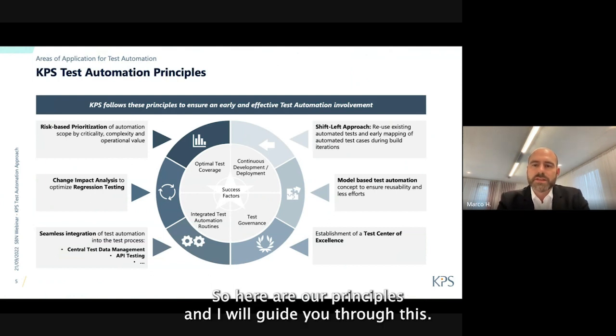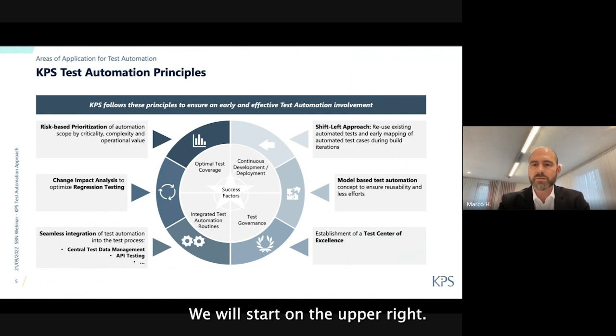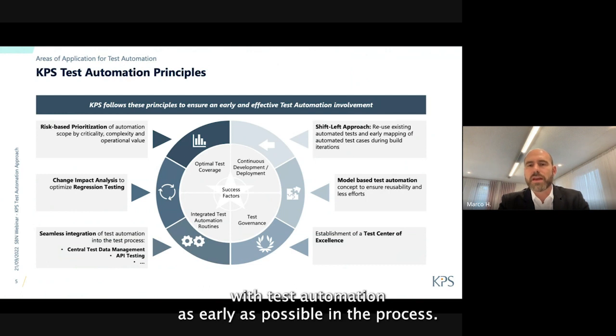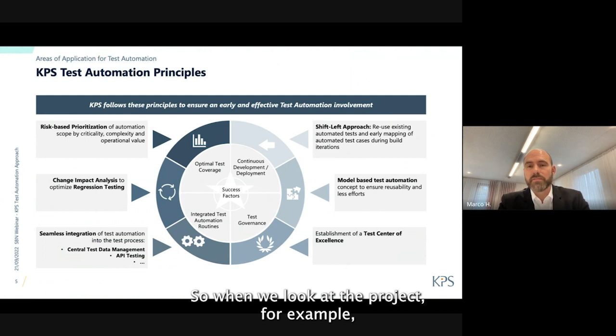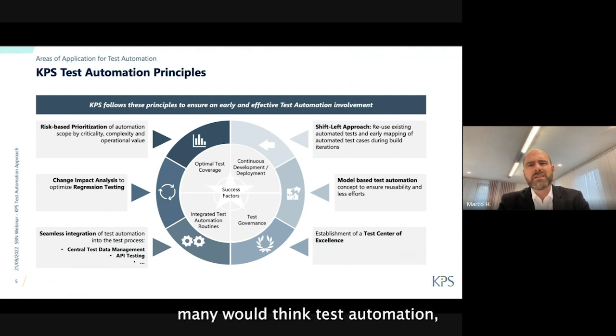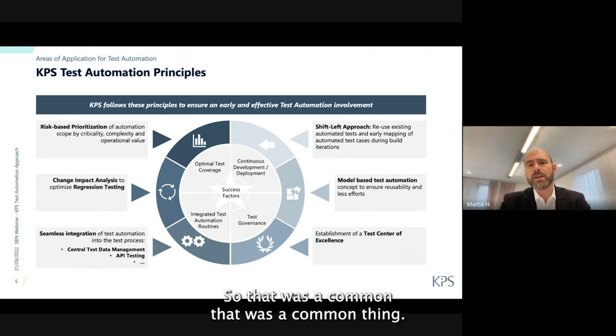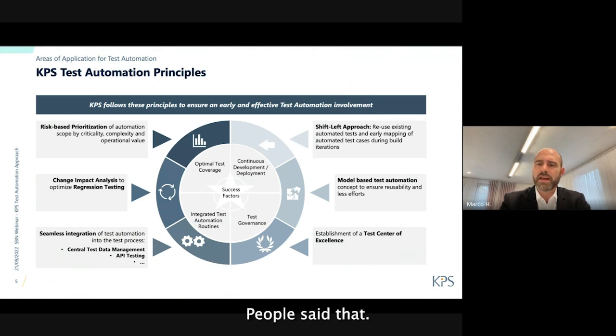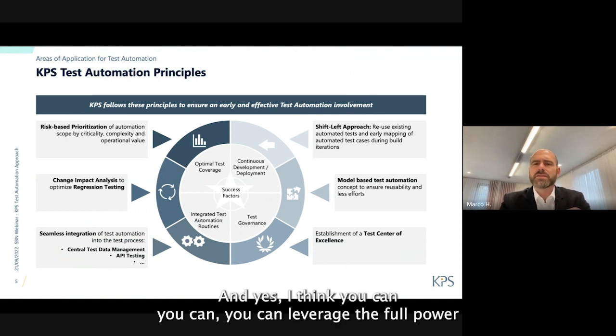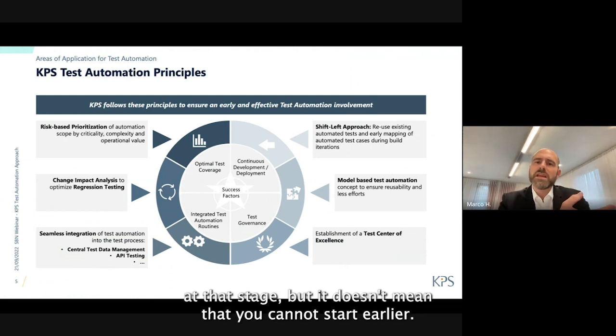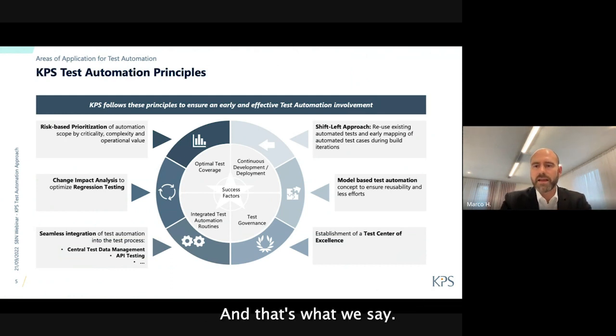So here are our principles, and I will guide you through this. We will start on the upper right. It says shift left. So what does it mean? For us, it means that we strive to start with test automation as early as possible in the process. When we look at a project, for example, many would think of test automation as starting with regression testing once we're live. That was a common thing. People said that, and yes, I think you can leverage the full power at that stage, but it doesn't mean that you cannot start earlier, and that's what we say.